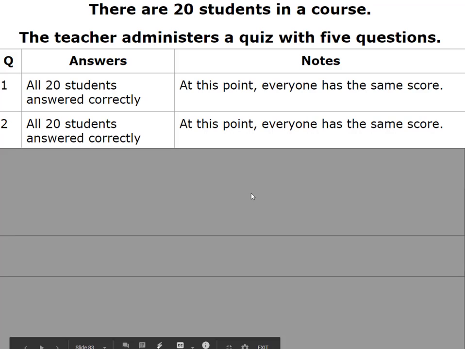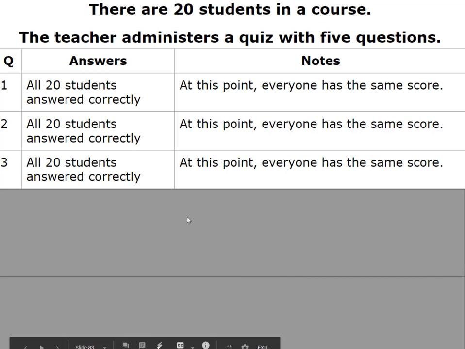Now, let's look at question 2. Again, all the students in the class answered the question correctly. At this point, everyone still has the same score. If the test was only 2 questions, everybody would have ended up with 100% on the test. Again, same thing happens with question 3. All the students answered the question correctly. Everybody has the same score. There's nothing about that question that is causing any variability within the scores.